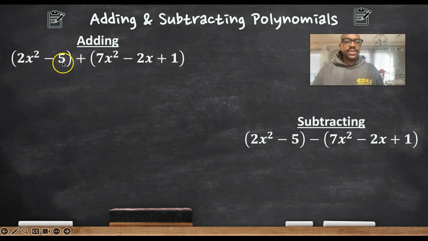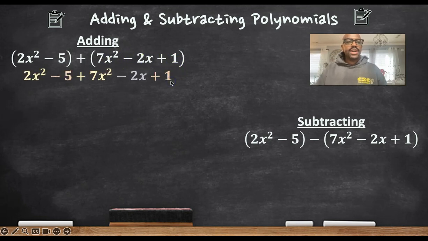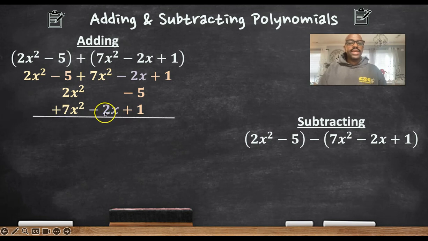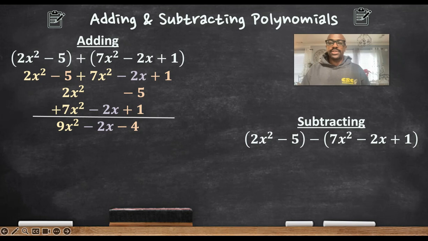So now we have 2x squared minus 5 plus 7x squared minus 2x plus 1. This problem I'll say is a little tricky because notice that when you want to stack these, you have a like term of 2x squared and 7x squared, and then you have a like term of negative 5 and a positive 1. You only have one x term. So when you stack them, make sure you stack them correctly. So then now I can just simply add 2 plus 7 and get 9x squared. There is no other x term, so I just bring that negative 2x down. And then negative 5 plus 1 gives me negative 4. So that's my end result.